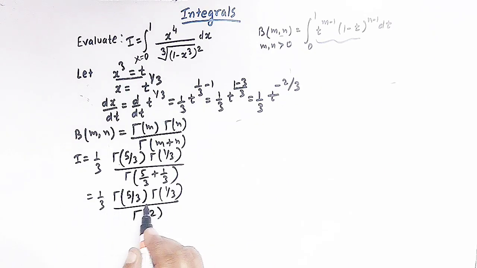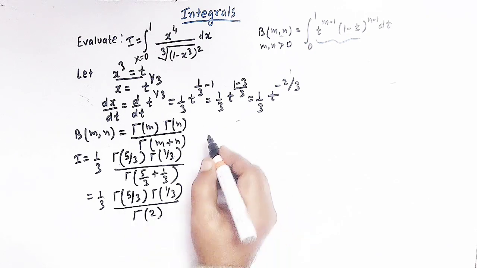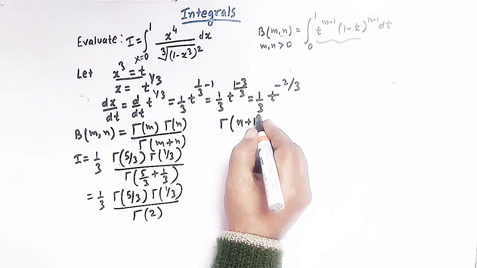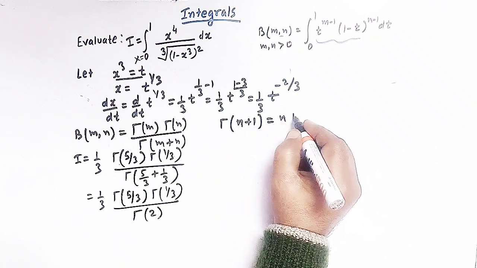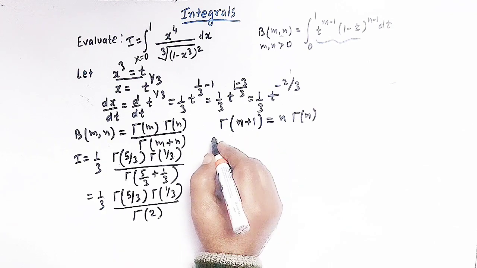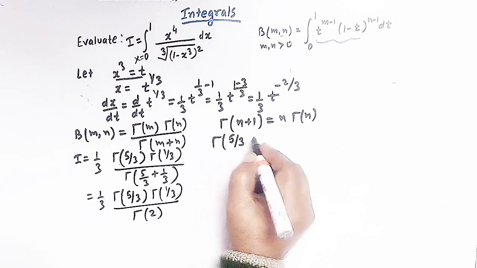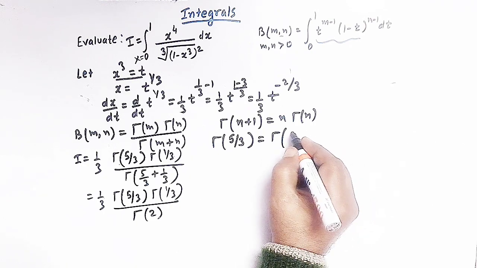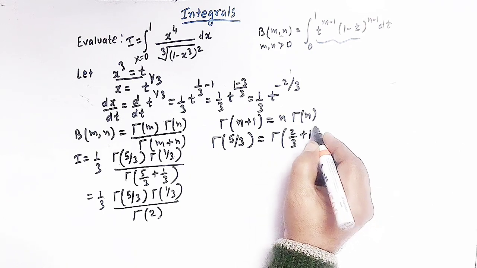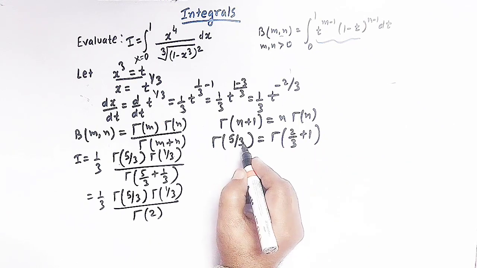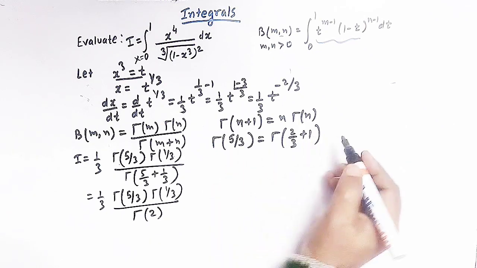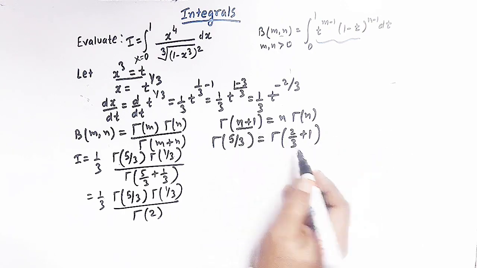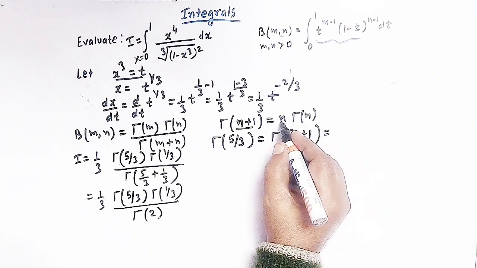So now to get the value of gamma 5 over 3, let us make use of this important result, that is gamma n plus 1 is equal to n times gamma n, right? So if we take a gamma of 5 over 3, then gamma 5 over 3 can be written as 2 over 3 plus 1, right? So we can split 5 over 3 as 2 over 3 plus 1. So if we compare this expression with this one, then n is 2 over 3. So here we can now use this expression.